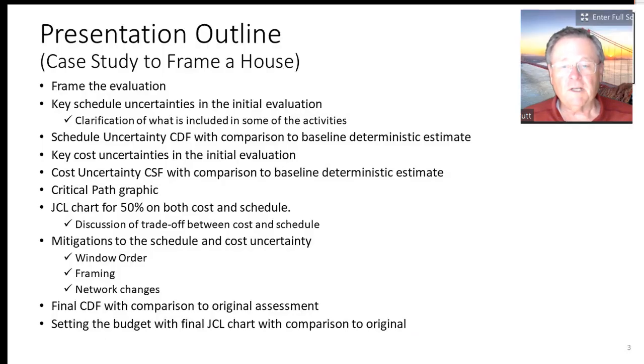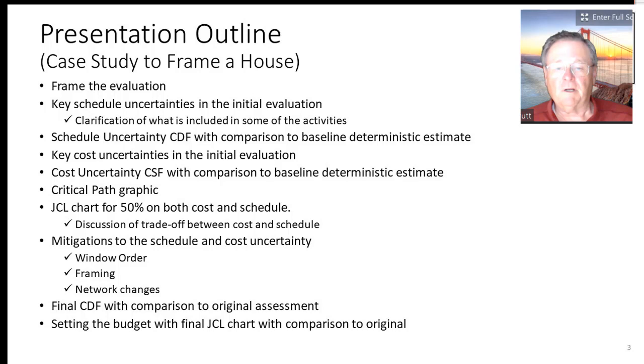So the presentation outline today is we want to review how we frame the evaluation. We want to talk about the key schedule uncertainties in the initial evaluation, clarification of what's included in some of the activities. We want to show schedule uncertainties with CDFs with a comparison to the baseline. Key cost uncertainties: after assessing the schedule uncertainty, we want to assess the cost uncertainties in the initial evaluation. Then we have a comparison of the cost uncertainties with the baseline cost, as we did with the baseline schedule.